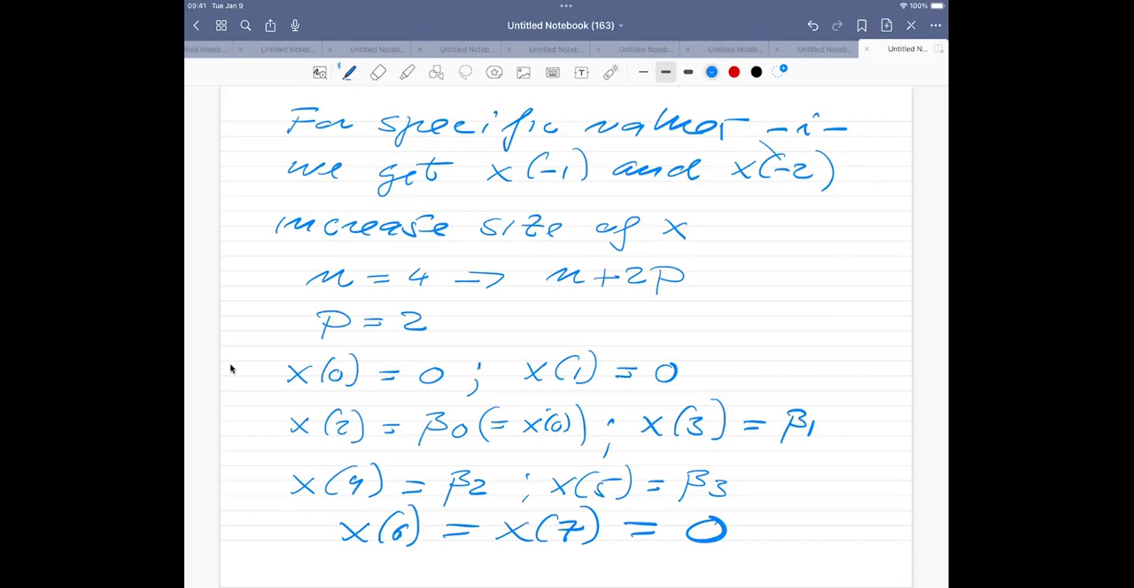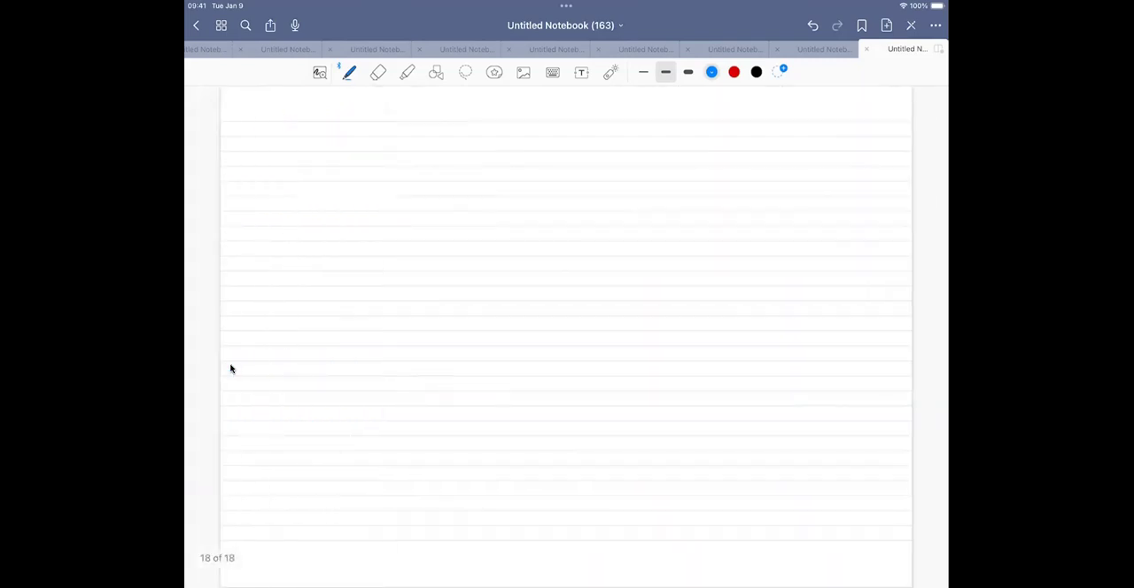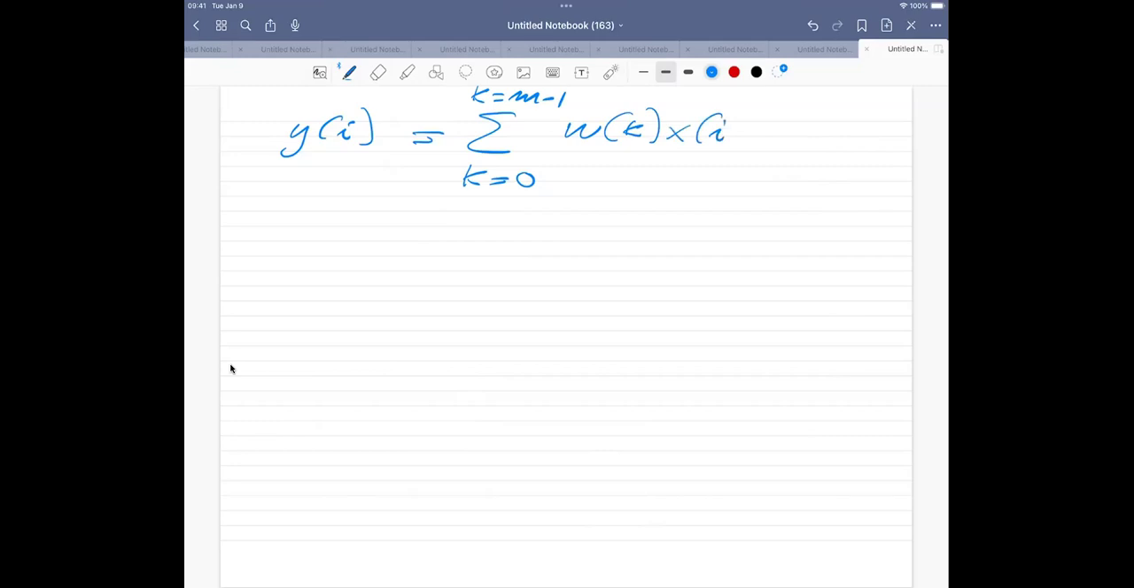In that case, I can rewrite my summation in a compact way, and I will not run into the problem of segmentation fault because all the elements have been defined properly. So I rewrite this y of i as a sum over k equals 0, where k goes up to m minus 1, of w of k times x of i plus m minus 1 minus k. I'm just rewriting the sum, and I avoid the problem of having undefined elements.